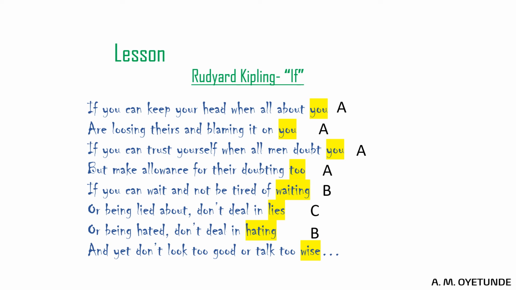Does it rhyme with you? No. Does it rhyme with to? No. Does it rhyme with waiting? No. Does it rhyme with lies? Yes. Wise rhymes with lies, and so we're going to attach the same alphabet to it, which is C. And so the rhyme scheme for this poem is A A A A B C B C. And that is how to figure out the rhyme scheme in a poem.